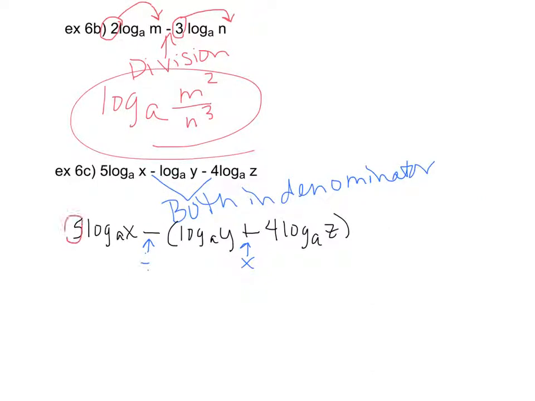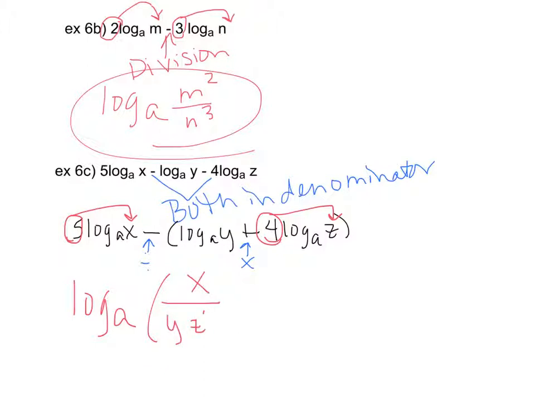So I'm going to take this 5 and move it in the exponent. I'm going to take this 4, move it in the exponent. So I actually have log base a, so a big log base a because they're all base a's. Then I know the top of my fraction is an x, and the bottom is my y, z to the 4th. And that is our answer.